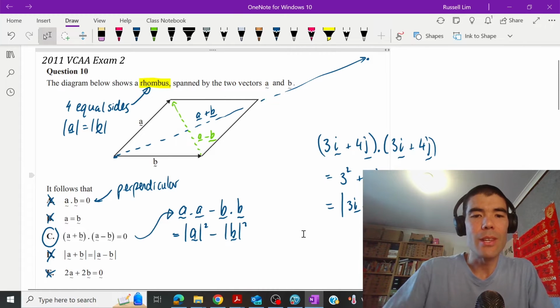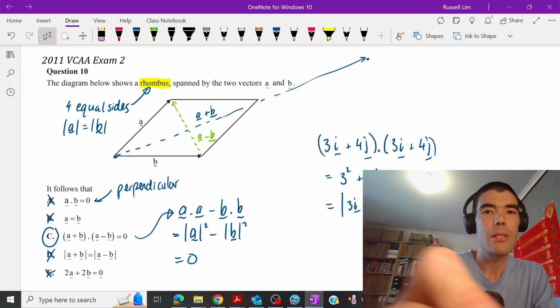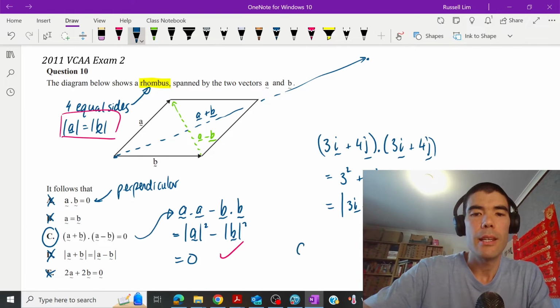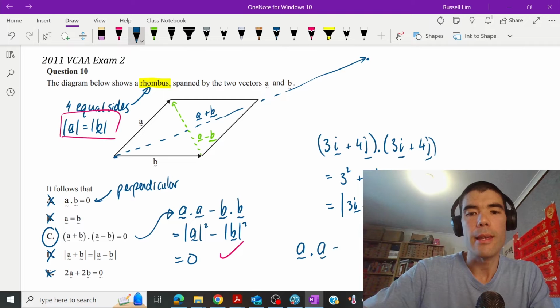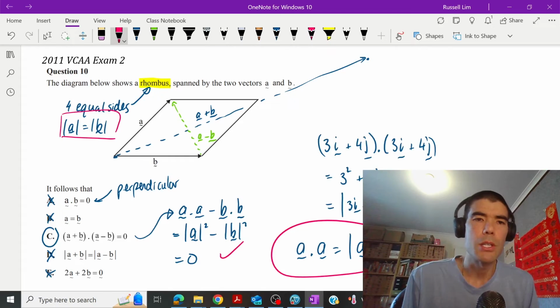So here, this is going to be 0 because the length of a is equal to the length of b. This is a rhombus, we said it's got 4 equal sides. This property that a dot a is equal to the length of a squared comes in quite handy in a lot of geometric vector proofs.